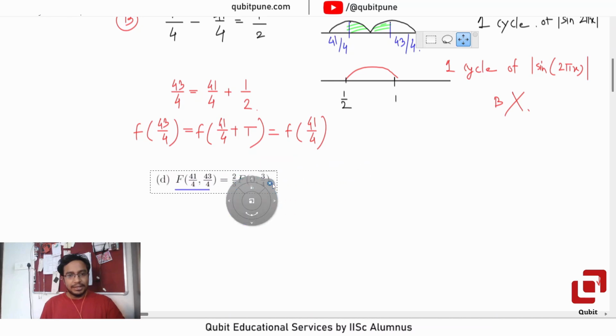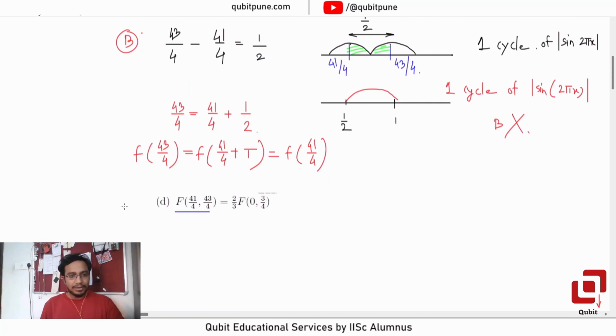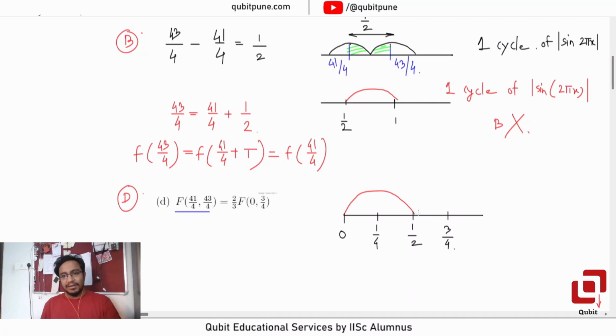Because we have already done it for the left hand side, all we have to do is do it for the right hand side. Now look. So 0 here, then 1 upon 4 here, 1 upon 2 here, and 3 by 4 here. Now look here. When it comes to the period, the period being half, this is one cycle and this is half cycle. Okay, one cycle and half cycle.